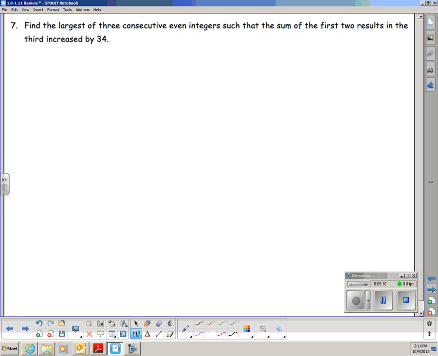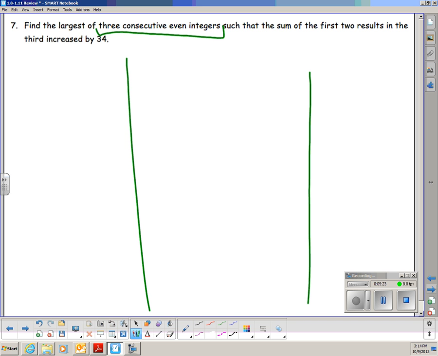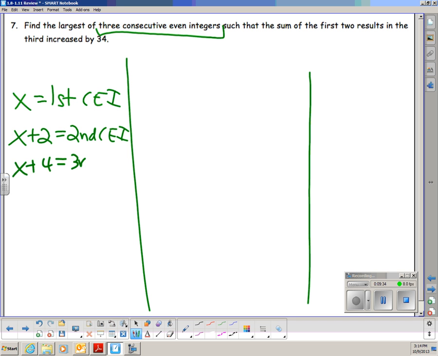Next up, find the largest of 3 consecutive even integers. Boom, 3 consecutive even integers. I know my setup. That's what's so nice. X is the first consecutive even integer. X plus 2 is the second consecutive even integer. X plus 4 is the third consecutive even integer. There's my setup. Such that the sum of the first 2, so I'm actually going to read this literally. The sum of the first 2 results in, that's my equal sign, the third increased by 34.